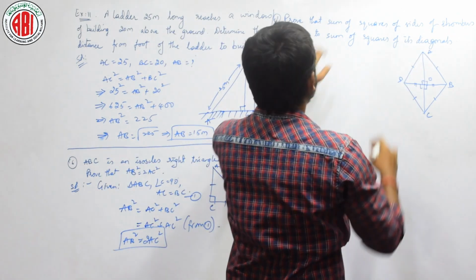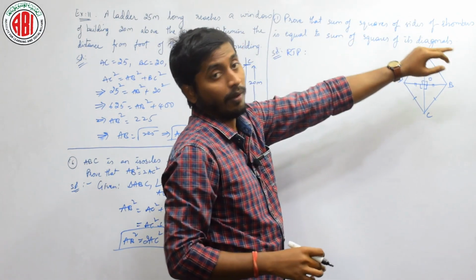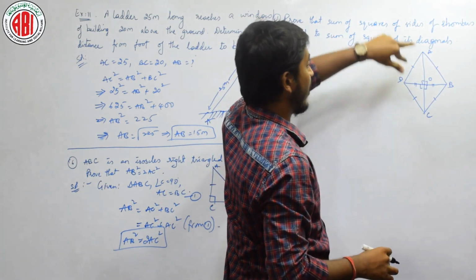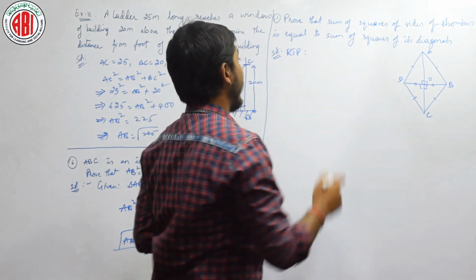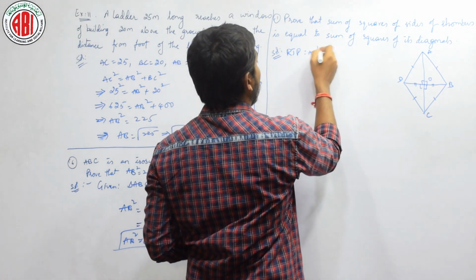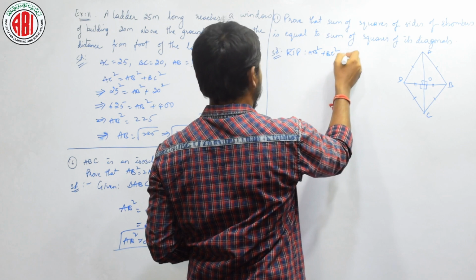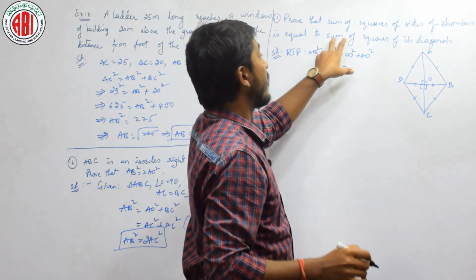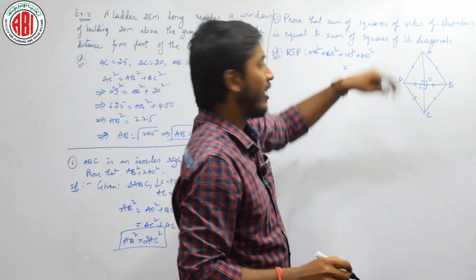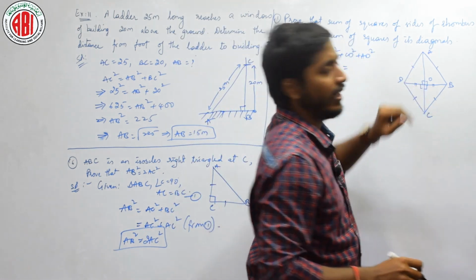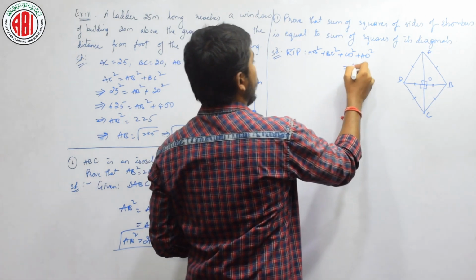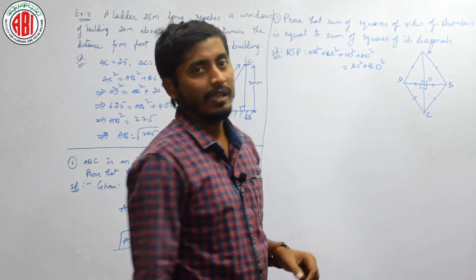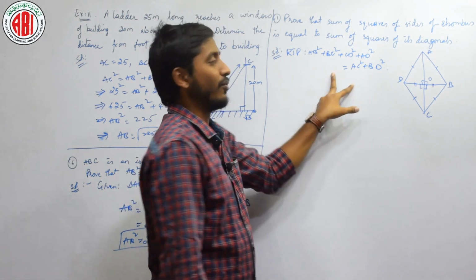Now let us write, what did he ask us to prove? Here it is sum of squares of sides of rhombus, that is AB square plus BC square plus CD square plus AD square, isn't it? AB square plus BC square plus CD square plus AD square is equal to sum of squares of its diagonals. What are its diagonals? AC and BD. That is AC square plus BD square. This is what we have to prove.